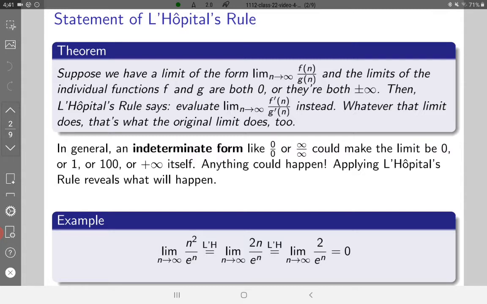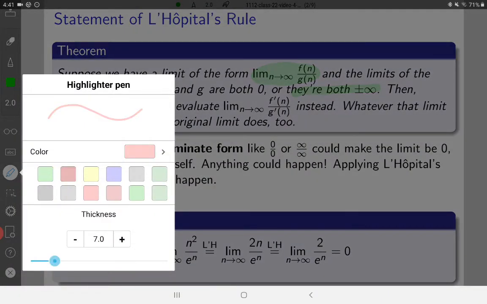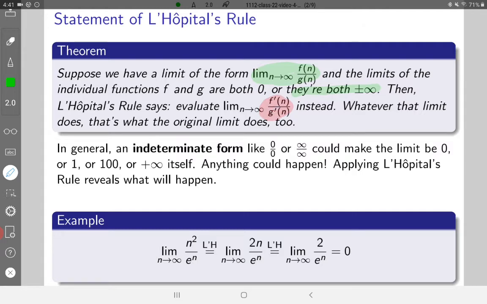This is not some dark calculus magic, although it may feel like that sometimes. L'Hopital's rule says, if you have a ratio where the top and the bottom are both going to infinity, figure out which one is going to infinity faster. If I have a limit like this, and let's say the top and the bottom are approaching infinity, then what is it exactly that this ratio of f prime over g prime is doing? What does that represent?